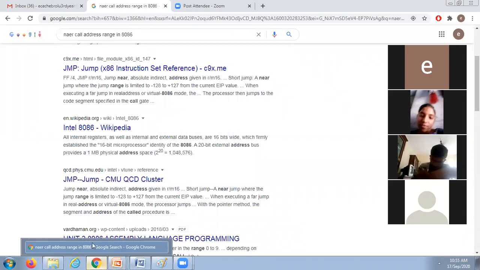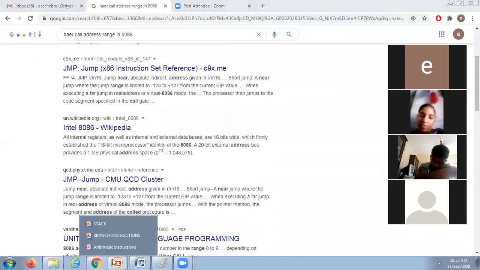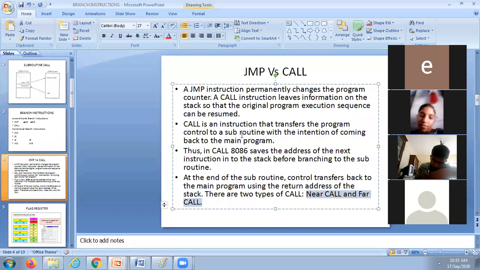Total 256. Okay, the total for near call. The range of up and down, that is +128, -128 to +127 is the limit of near range. That means from the current location, you can move to a maximum of 256.